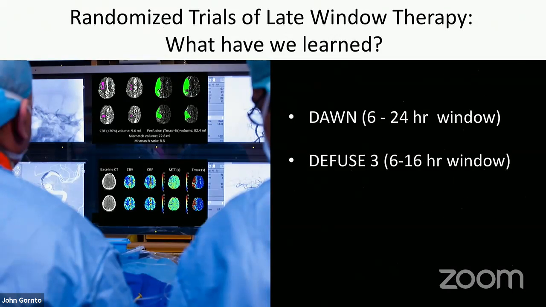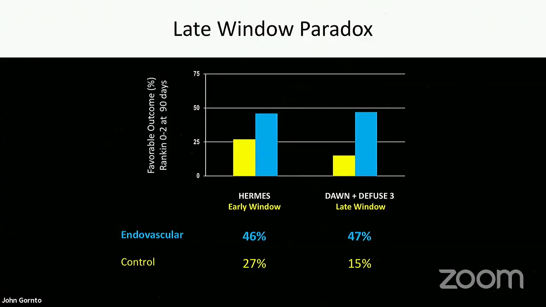These were the late window trials that really changed people's minds about how treatable this disease is, and the fact that we don't have this ultra tight time window for the majority of patients. So I'm going to talk a little bit about some of those learnings, and it starts with the late window paradox. This was a huge surprise to many people.